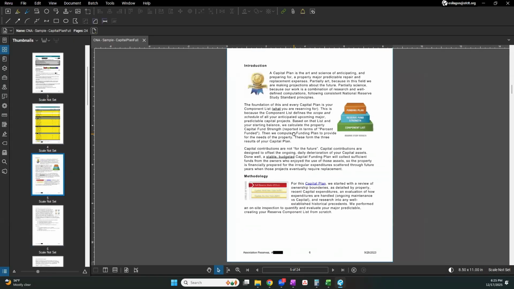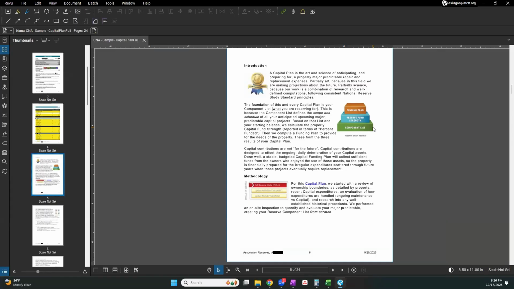All right, then the document goes into an introduction. And I'm not going to go over this with you today, but just so you understand what's in here. And if you ever get your own capital plan report, I recommend that you read through this fully. This breaks down their philosophy around how they put together the capital plan.